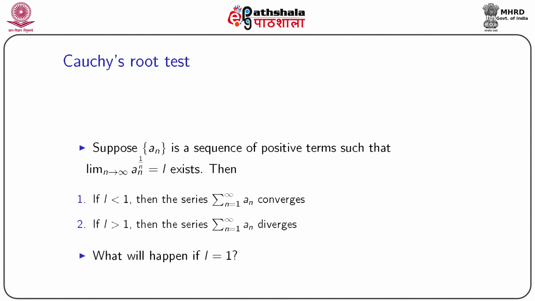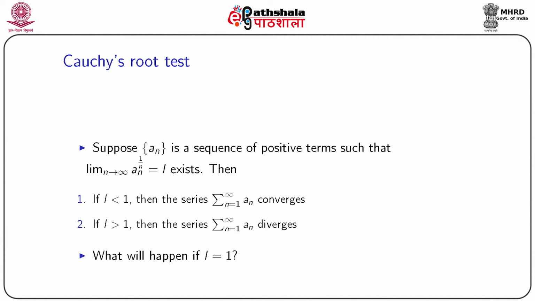The next test we will be talking about is called Cauchy's root test. Suppose a_n is a sequence of positive terms such that the limit as n tends to infinity of a_n to the power 1 over n is equal to L and exists. Then just like D'Alembert's ratio test, here we also have the same condition: if L is less than 1, the series converges. If L is greater than 1, the series diverges. This test, just like D'Alembert's ratio test, keeps silent for the case L equal to 1.